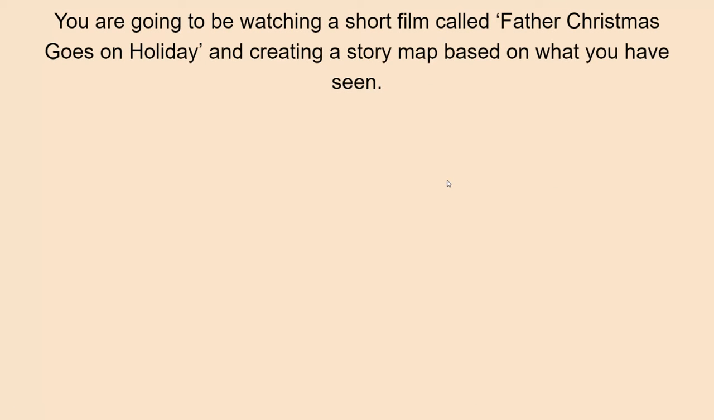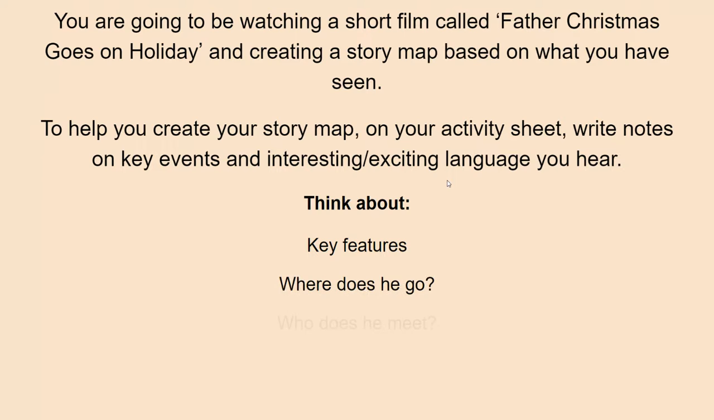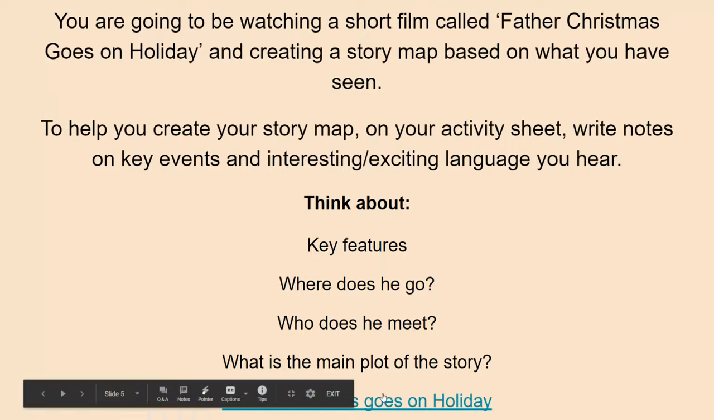Once you've done that, you are now going to be moving on to your film. Today we are going to be watching a short film called Father Christmas Goes on Holiday and creating a story map based on what you have seen. To help you create your story map, on your activity sheet, write notes on key events and interesting, exciting language you hear. This sheet is attached onto the website, and I'll show you where it is at the end. These are the 4 main things that you're going to be asked to look for, as well as a couple of other little bits. If you just click on this link here, it will open it.